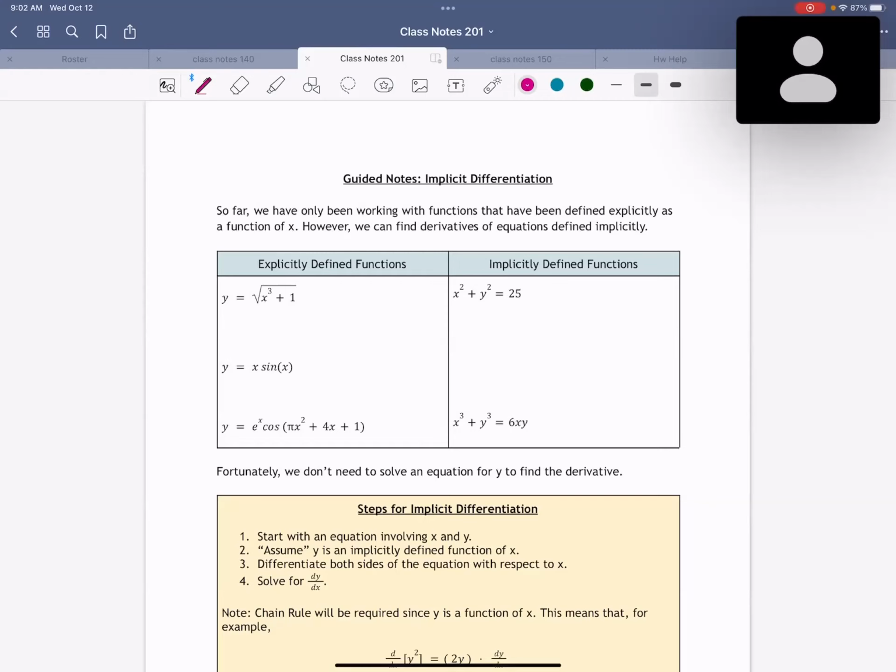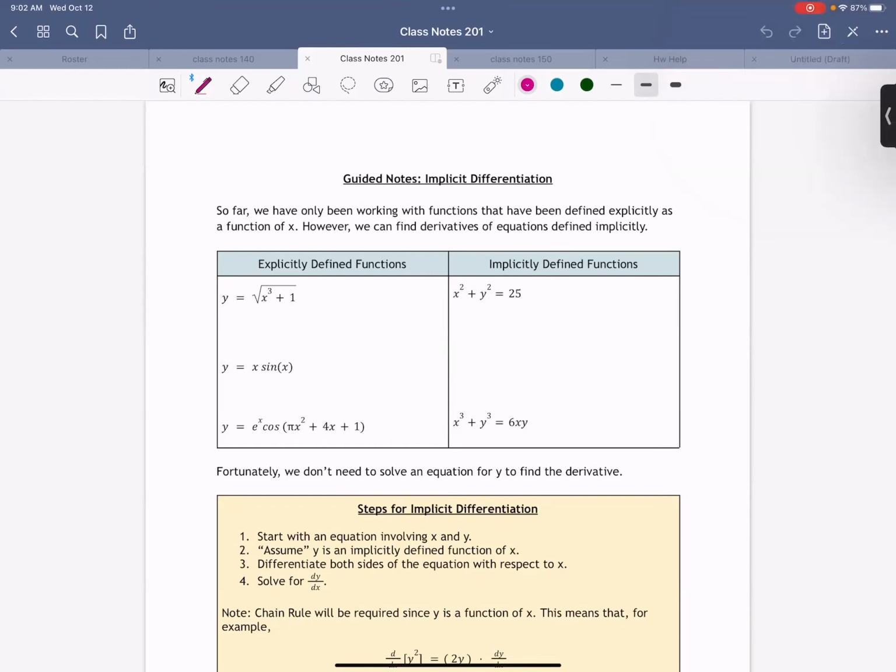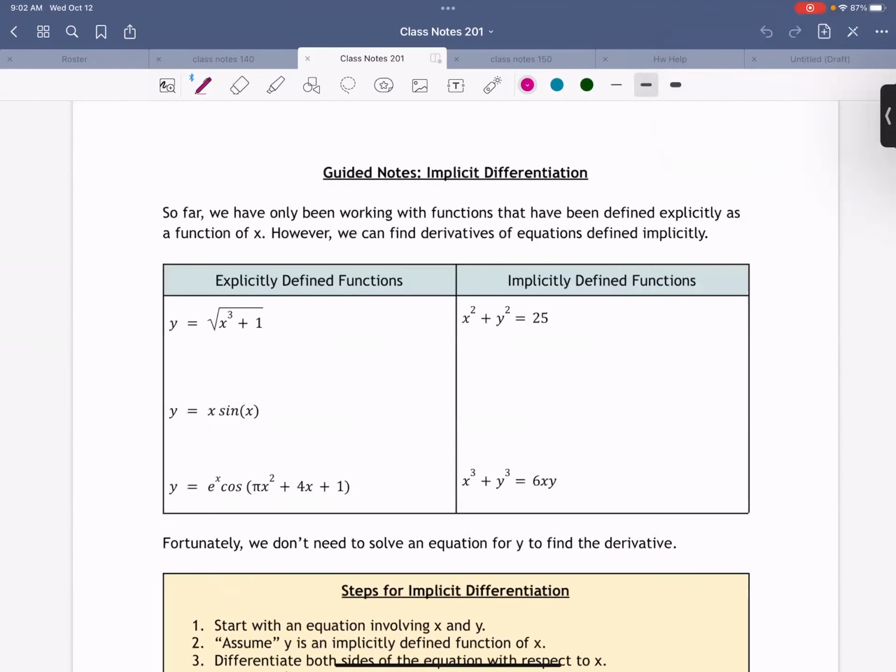Start a brand new type of differentiation today. Brand new type of derivative. And this one is called implicit differentiation. Now I'll kind of explain what that means before we start here.